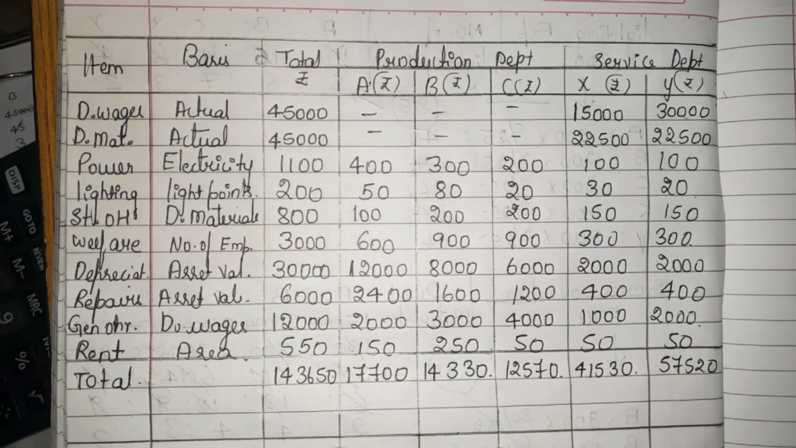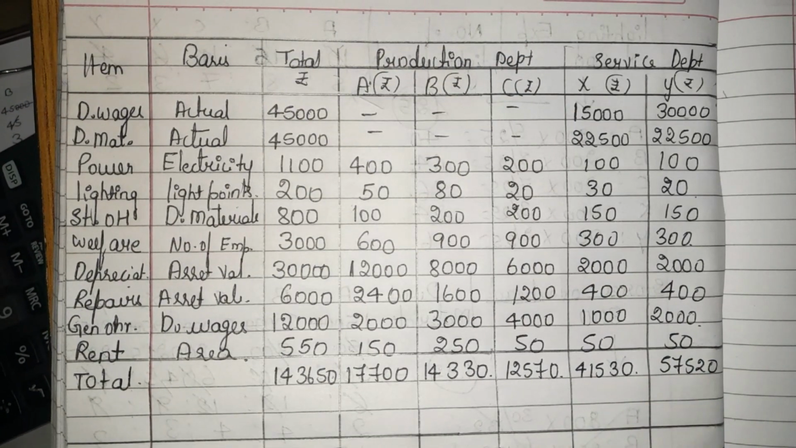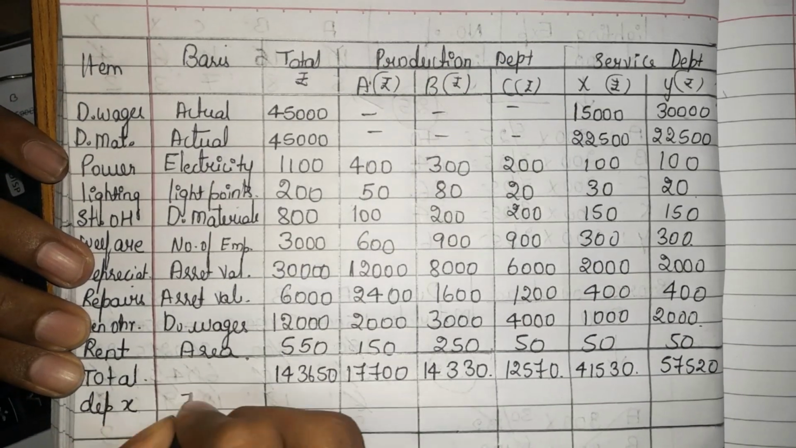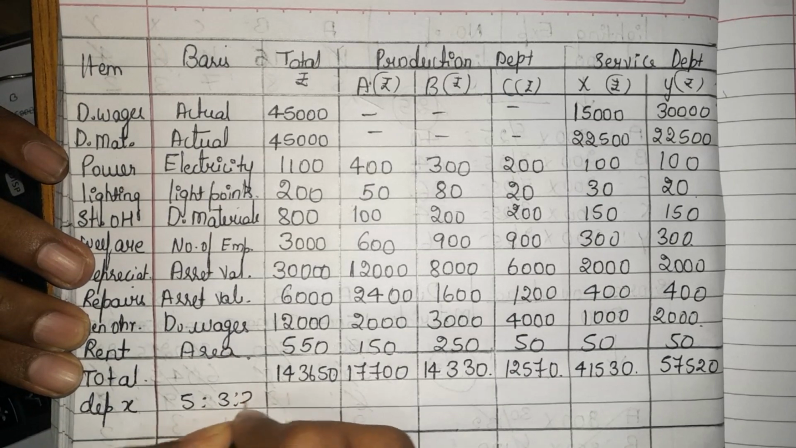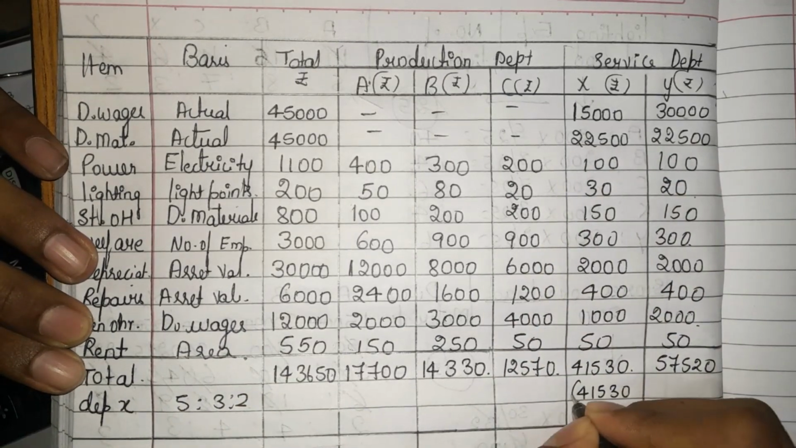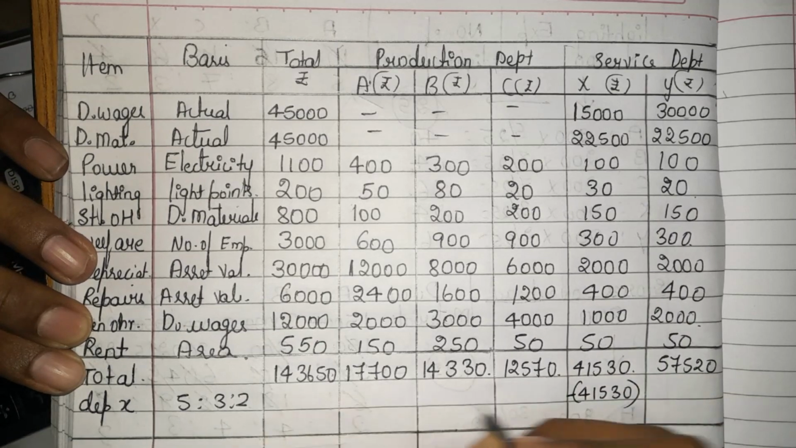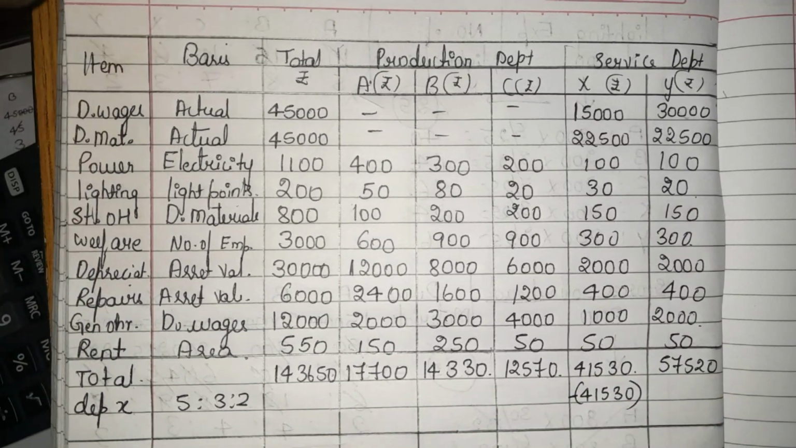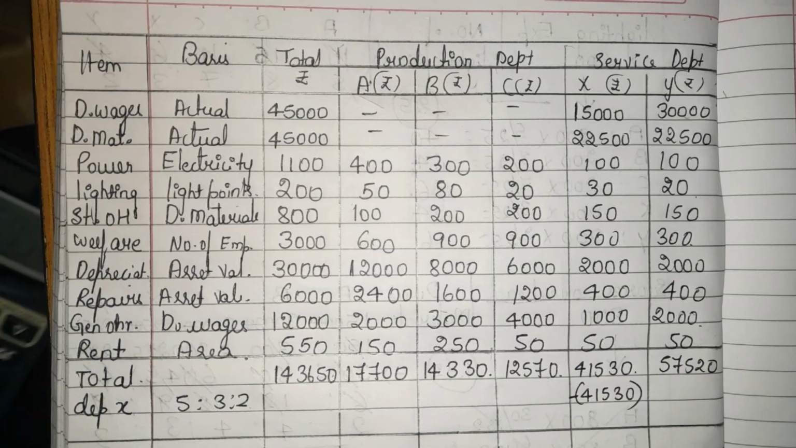Now they have told that the X department should be divided in the ratio of 5:3:2. So here we are minusing 41,530 because that will be divided among all these 3 departments. So let us see how to divide that.